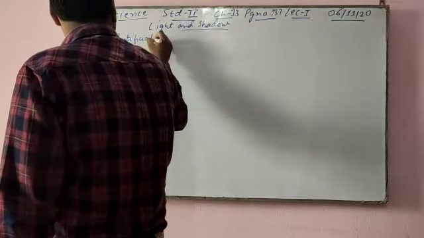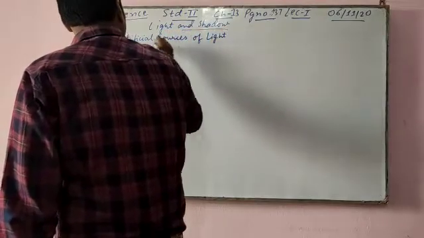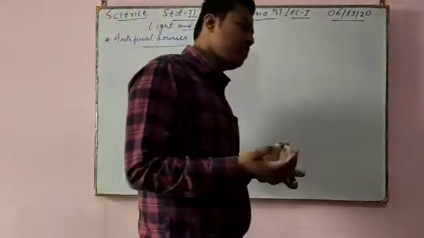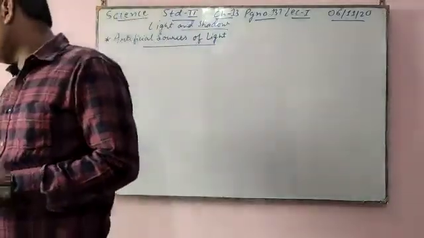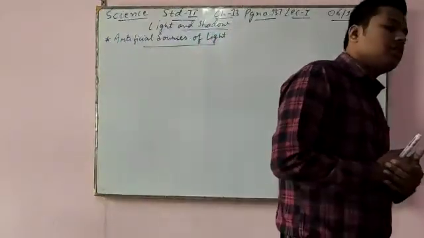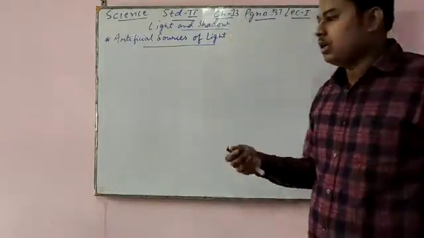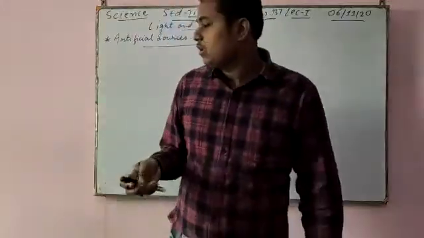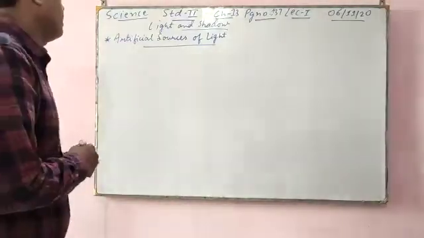Artificial sources of light. These are objects made by human beings. Natural means objects which are found in nature that give out light. Nature's objects that give out light are called natural. But an artificial source of light means objects that are made by human beings, like electric bulb, lantern, light bulb, torch, oil lamp. These types of objects are called artificial sources of light.